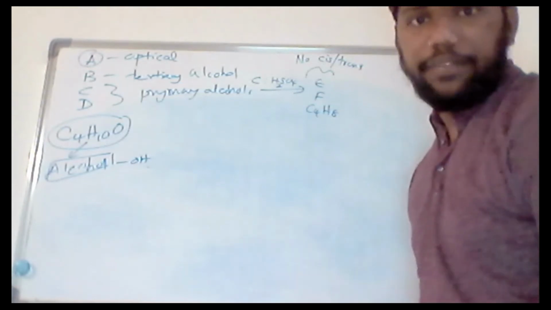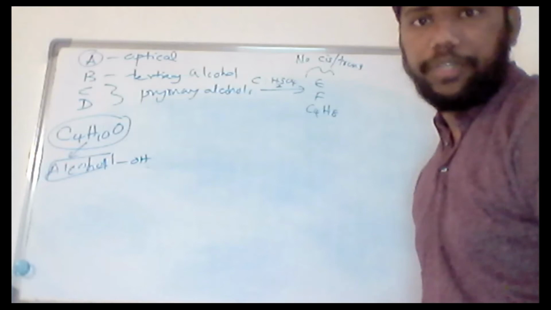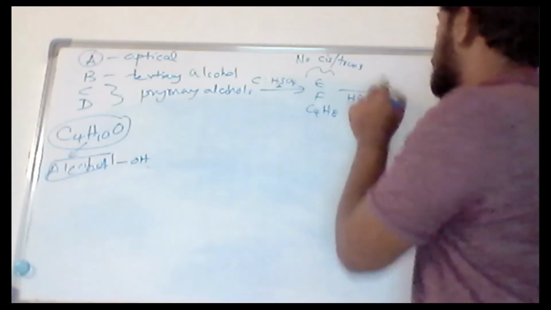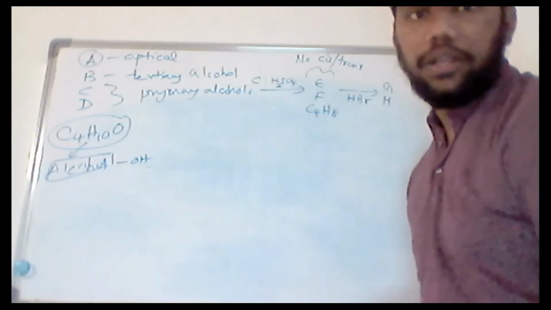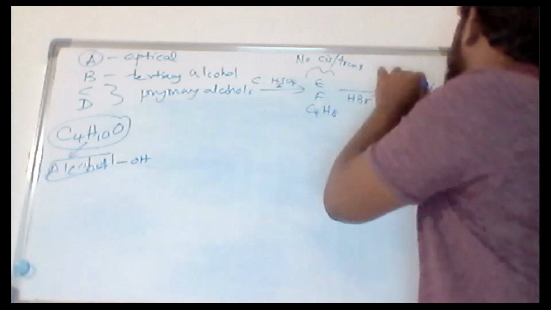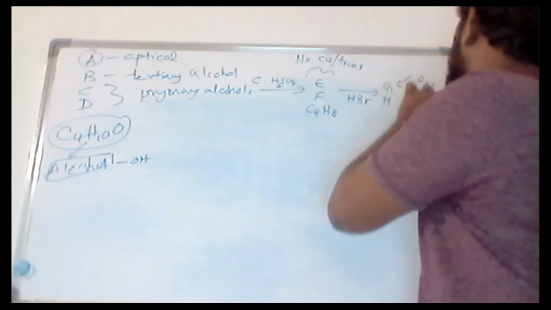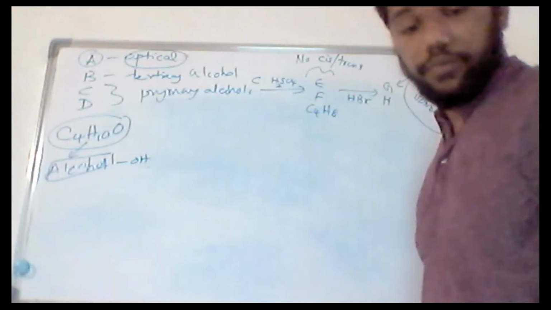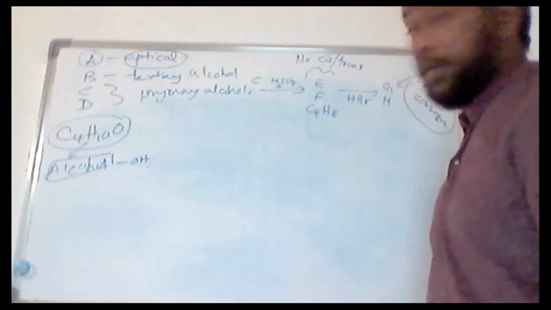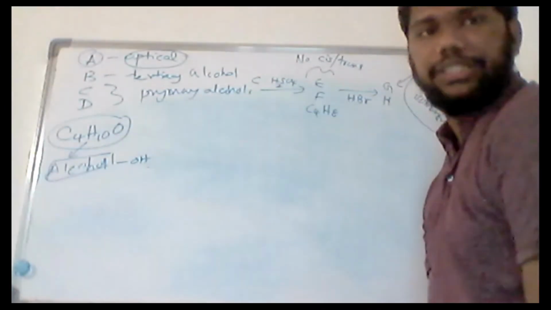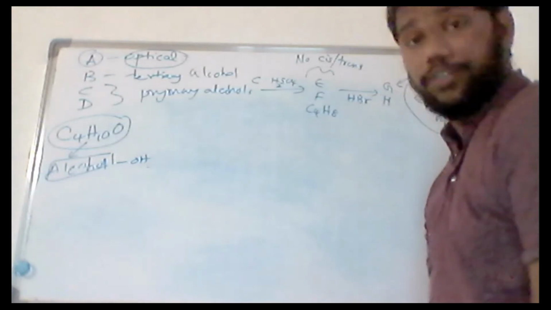When E and F were treated with HBr, G and H were respectively obtained. So you treat this with HBr and G and H are obtained. They are telling us G shows optical isomerism. So we have all the information that is necessary. Now we have to predict the structures.